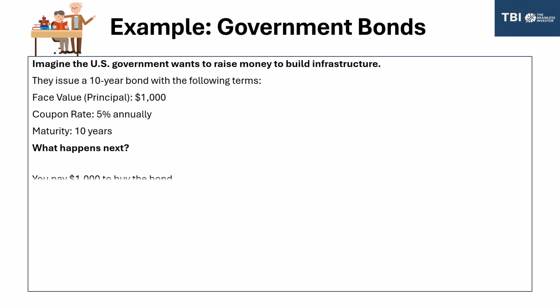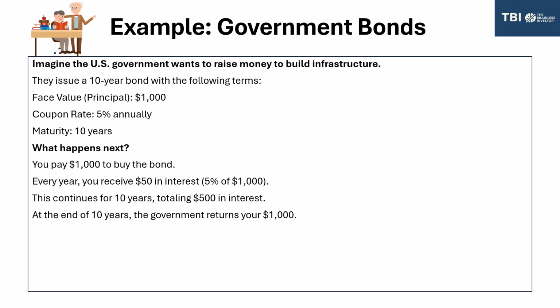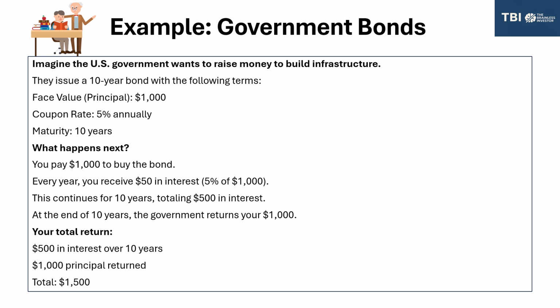So what happens next? You'll pay the $1,000 to buy the bond. Every year you receive $50 in interest, which is 5% of $1,000. This continues for 10 years, totaling $500 in interest. At the end of the 10th year, the government returns your $1,000. Your total return is $500 in interest over 10 years, plus your $1,000 principal returned, a total of $1,500.